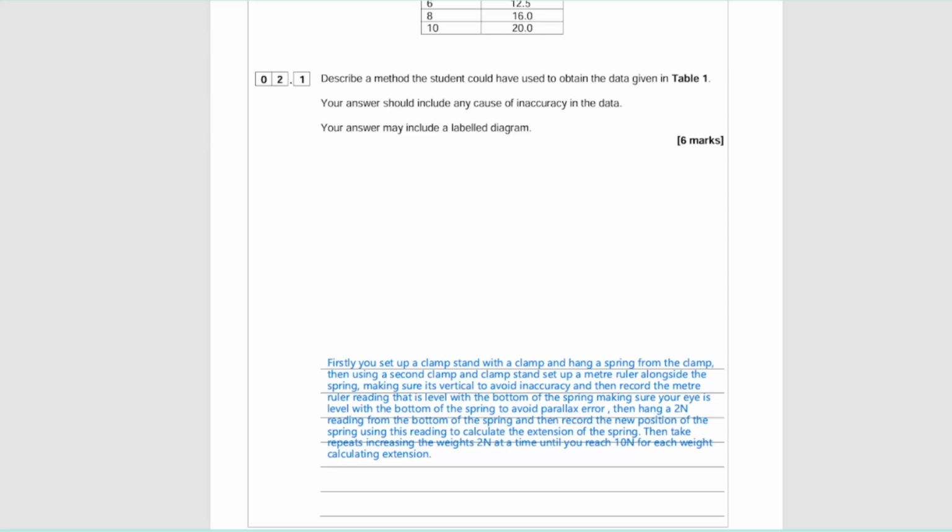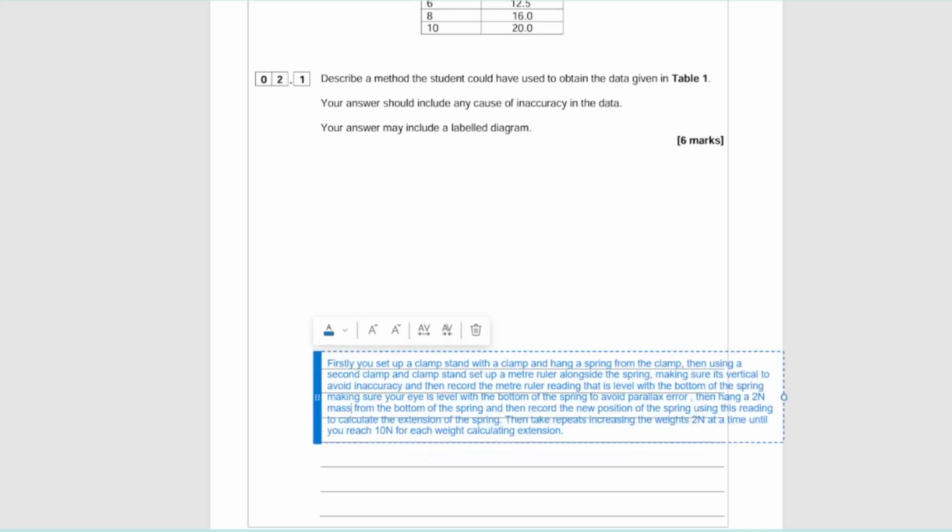with the bottom of the spring, making sure your eye is level with the bottom of the spring to avoid parallax error. Then hang a 2 Newton weight from the bottom of the spring and record the new position of the spring, using this reading to calculate the extension of the spring. Then take repeats increasing the weights 2 Newtons at a time until you reach 10 Newtons for each weight, with you calculating extension.